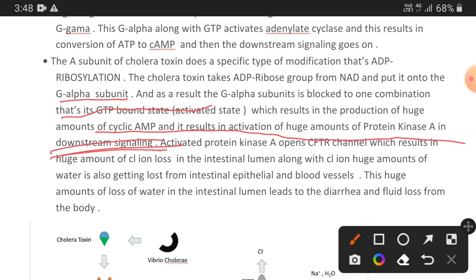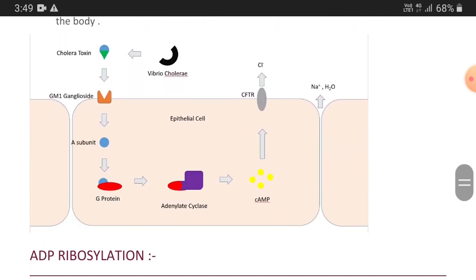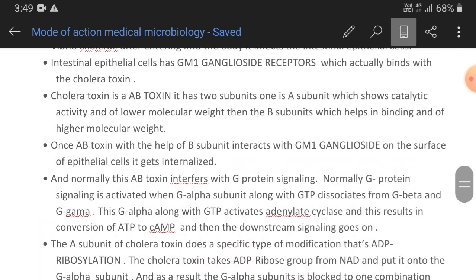Activated protein kinase A will in turn activate, or open, the CFTR channel. As a result, a huge amount of chloride ion loss will occur. To compensate for this, a huge amount of water loss also takes place from the intestinal epithelial cell and blood vessel, and this huge amount of water loss into the intestinal lumen leads to diarrhea, or fluid loss, in the human body. So that is the concept regarding cholera toxin.